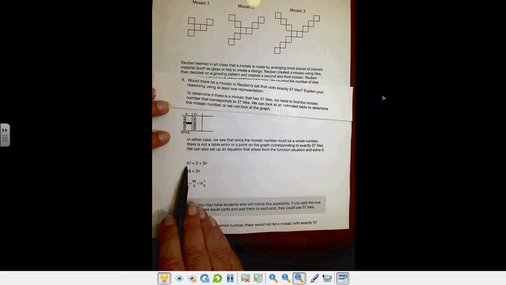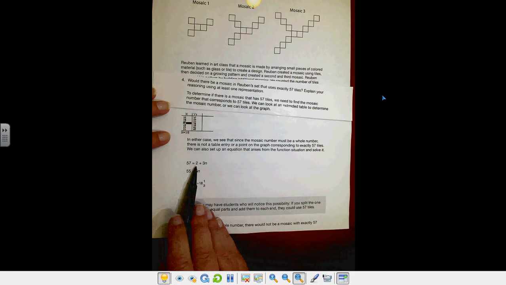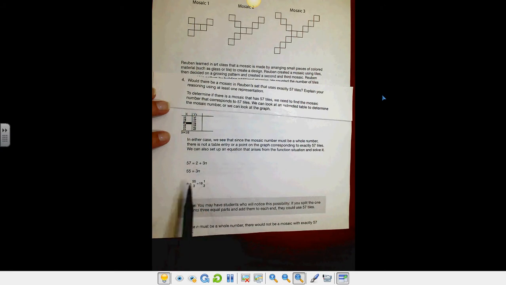We have 57 for the total number of tiles, and set that equal to our function 2 plus 3n, where we're going to solve for n. Our first step is we take the 2 and subtract it from both sides, which gives us 55 equals 3n. The next step is to divide both sides by 3, and we end up with 18 1/3. Since we have to have whole numbers for mosaic numbers, we cannot have a mosaic number that has 57 tiles.